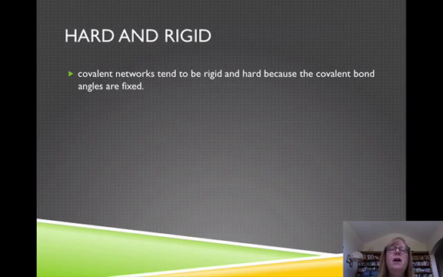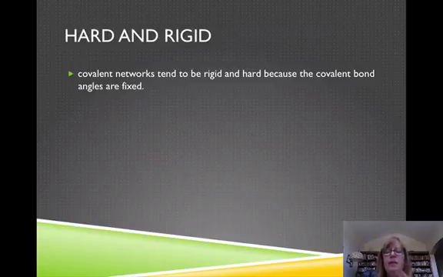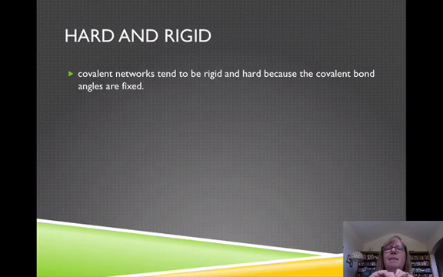All right, they're hard and rigid because covalent network solids tend to have these covalent bonds where the angles are fixed, so they're hard and rigid. Whenever you see silicon or quartz, diamond, graphite, those are covalent network solids, and they have high melting points. When you melt them, if they go from a solid to a liquid, you are actually breaking covalent bonds. You are not just breaking intermolecular forces.